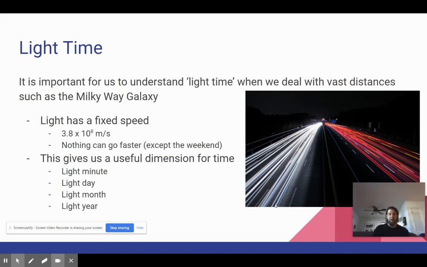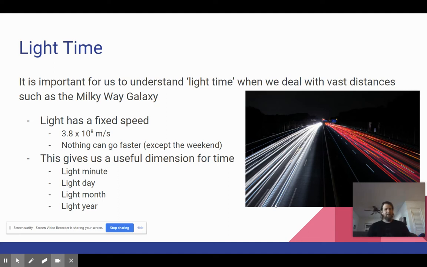But nothing can go faster than the speed of light. That's just a cosmic fact. And this gives us a useful dimension of time. Since it is a fixed speed, a light minute would be how far light can travel in a minute. A light day, how far light can travel in one day. Light month, how far light can travel in 1 month. And then light years, which is the one that's most common to us, is how far light will travel in 1 year.